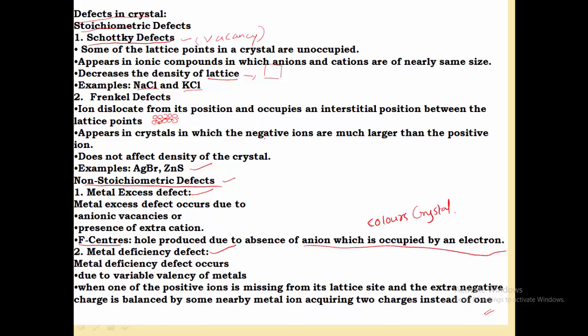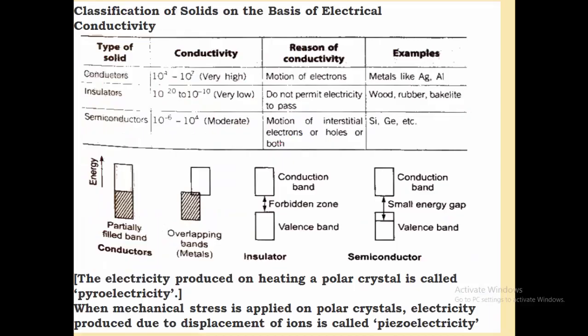So these are the defects that you have studied. Okay, I have just glanced at all these defects, important for the examination. And the classification of solids on the basis of electrical conductivity. As you know, rubber is a solid and iron is also present in solid state, but iron is a good conductor and rubber is a bad conductor.